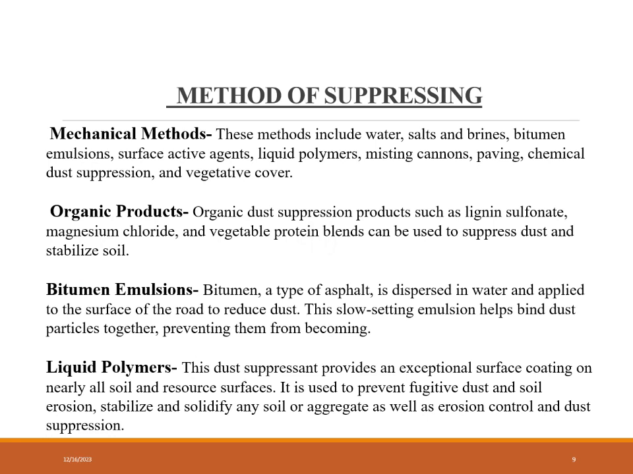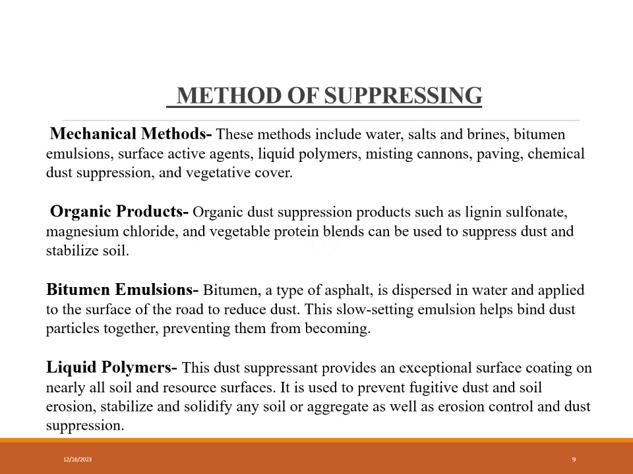Now we are discussing methods of suppression. First, mechanical methods. These methods include water, salt and brines, bitumen emulsions, surface active agents, liquid polymers, misting cannons, paving, chemical dust suppressants and vegetative cover. Second, organic products. Organic dust suppressant products such as lignin sulfonate, magnesium chloride and vegetable protein blends can be used to suppress dust and stabilize soil.